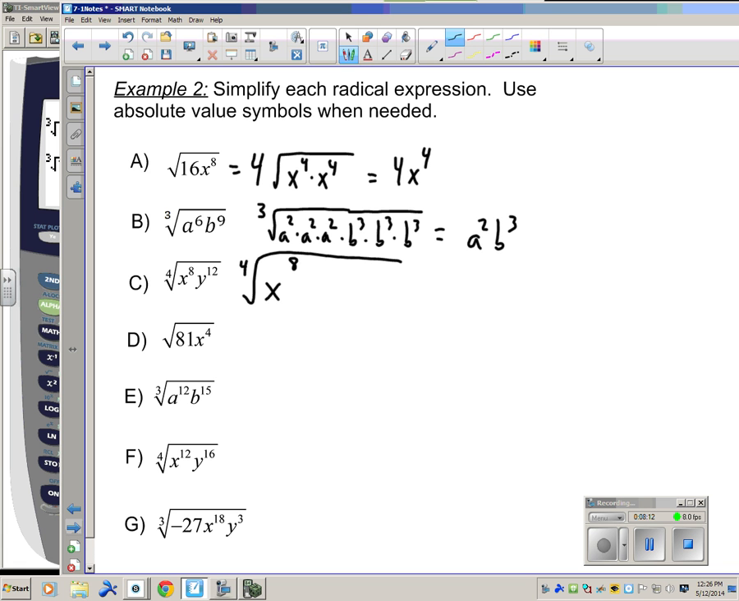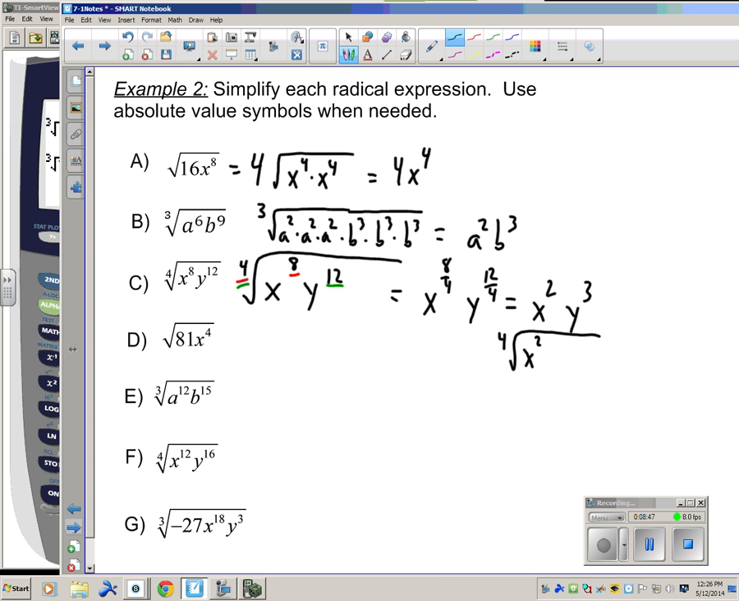Because I've got a 4th root out there in front, I can go ahead and figure out what x to the 8th is, and then I can reduce down y to the 12th. So I can take my power here and divide it by what's out there. I can take the 12 here and divide it by 4. 8 divided by 4 there is 2. 12 divided by 4 there is 3. So I get x to the 2nd, y to the 3rd. Does that make sense?